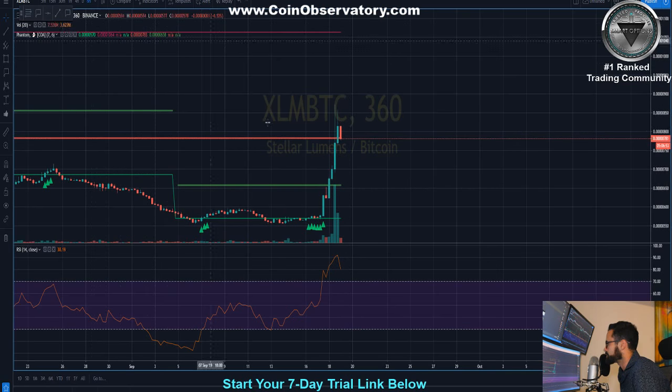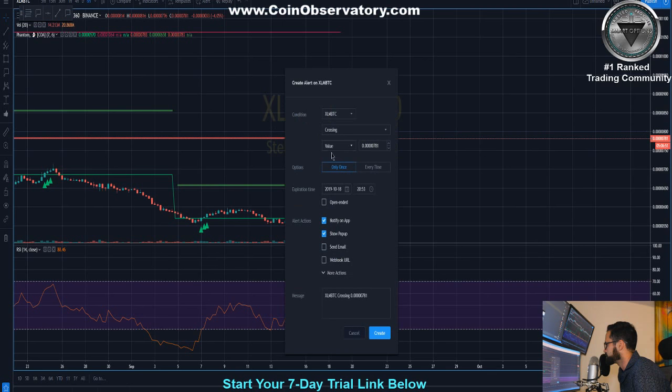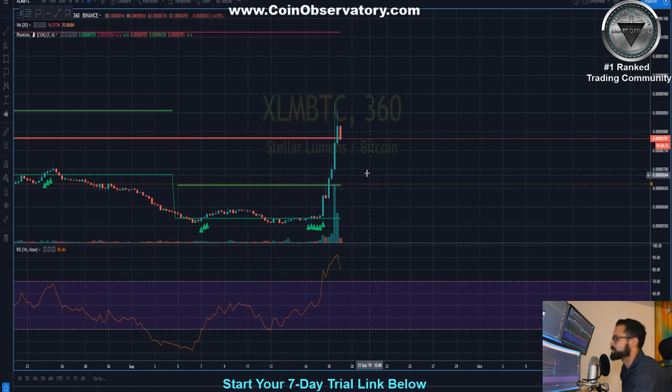What I'm going to do is set an alert here, because you're not signaling on this entry. Price 653, 661 crossing, 661 every time. Web app pop up, send email, more actions, play sound. Awesome.